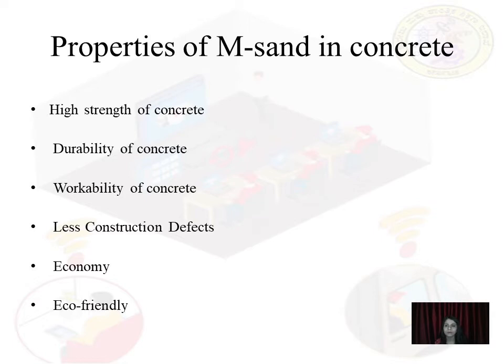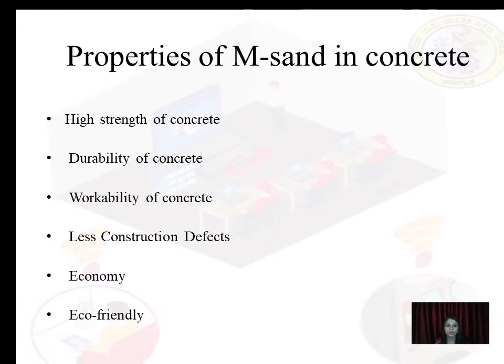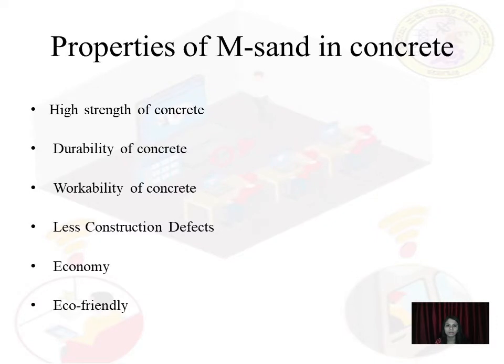The next is less construction defects. The concrete or mortar made from M sand has less construction defects. Why? Because this M sand has optimum initial setting time and final setting time with an excellent fineness, which helps to overcome the deficiencies of concrete, such as segregation, bleeding, voids, or capillary. Because of this, there are fewer construction defects in the concrete or mortar which is made of M sand.